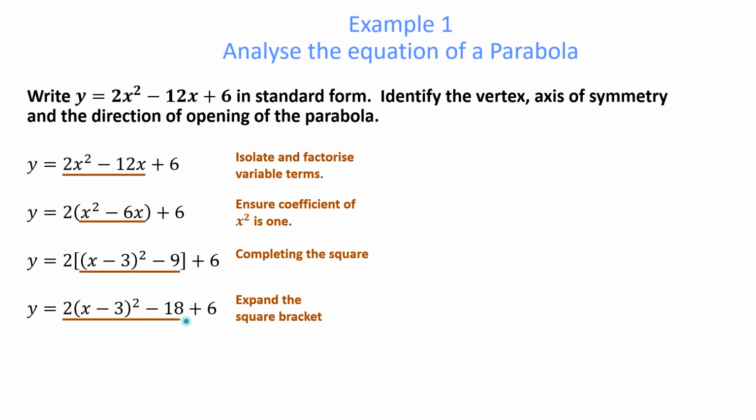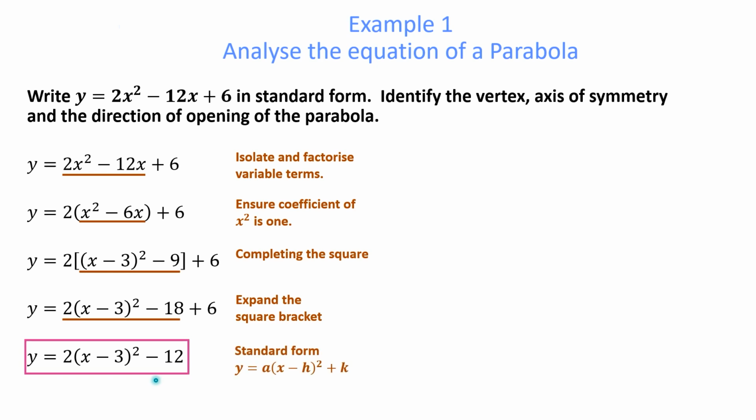Now, when we expand this square bracket out by using the distributive property, we get the following. Minus 18 plus the 6 will simplify to minus 12, and you can see that this is in the standard form as required by the question. So now that we have this in standard form, we can find the values of a, h, and k. So we can see that a equals 2, h equals positive 3, and k equals negative 12, which I've written over here.